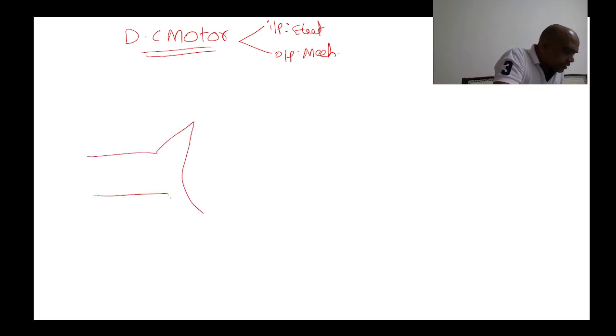what is the input for a DC motor? Input is electrical, output is mechanical. See, here the construction is the same. Means this one is the pole core, pole shoe, and the field winding placed on it.